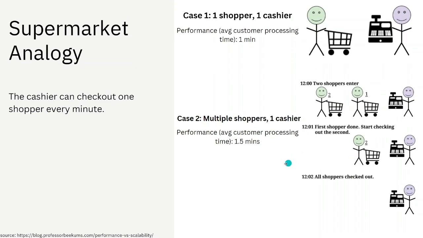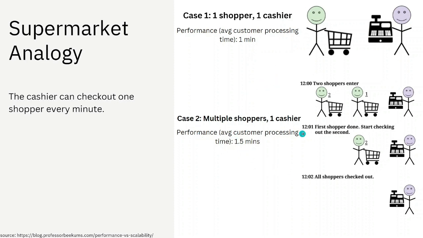Let us understand this trade-off with the help of a supermarket analogy. In this case, we have a cashier and we have a shopper. The cashier can check out one shopper every minute. So the performance of the cashier is one customer per minute. Now, let's assume case one, in which one shopper comes and wants to shop. The shopper will spend one minute for his order and his cart to be processed. So the average performance in this case is 1 minute.